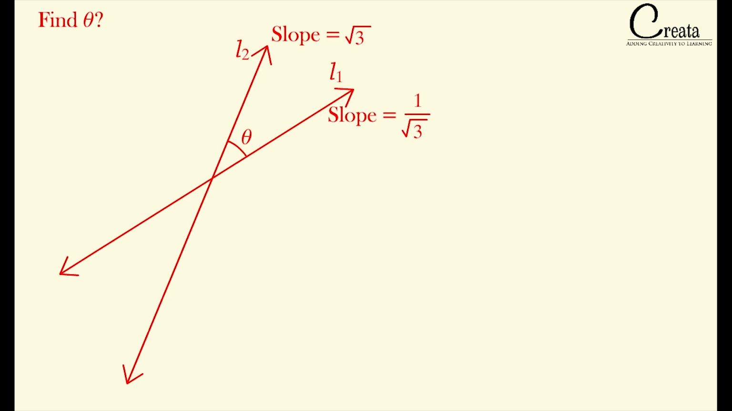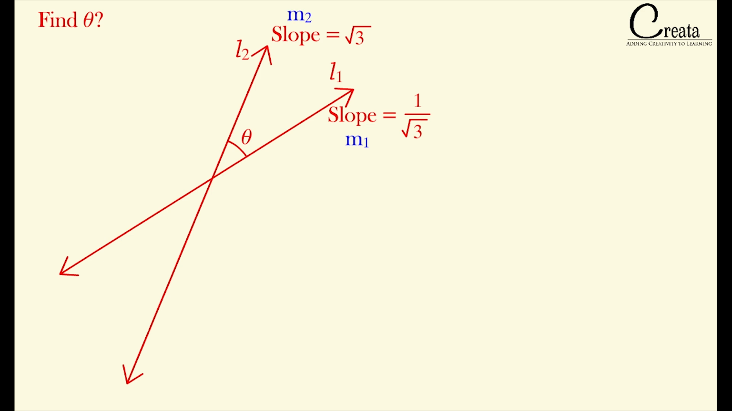Let's take an example to show the implementation of this formula. We have two lines. The slope of the first line is given as 1 by root 3 and the slope of the second line is given as root 3, and we have to calculate the angle between these two lines. So let's proceed with this question. So here let's assume the slope of the first line as m1. Here m1 is equal to 1 by root 3 and the slope of the second line as m2.